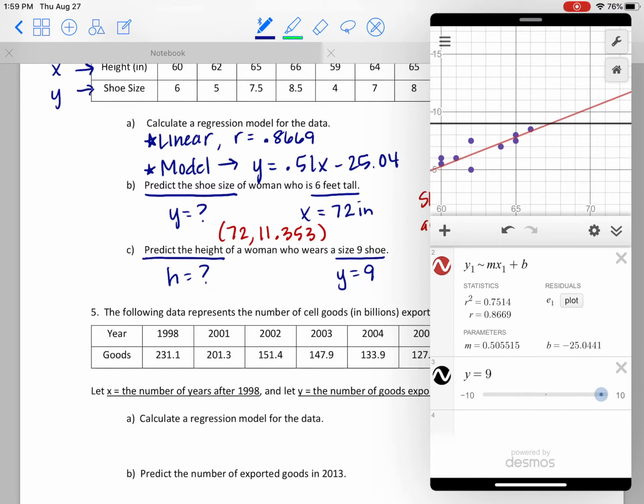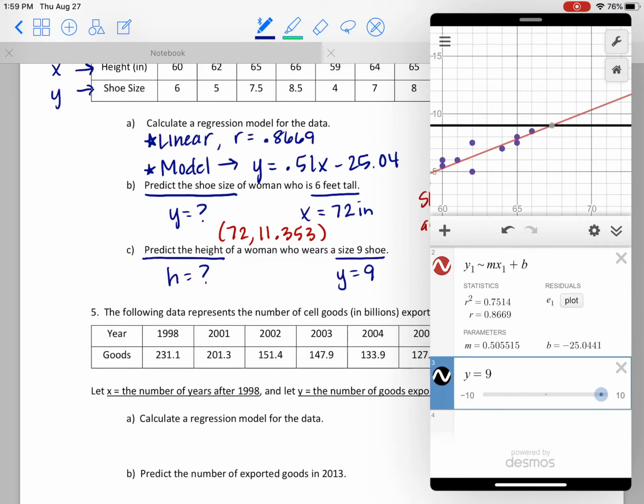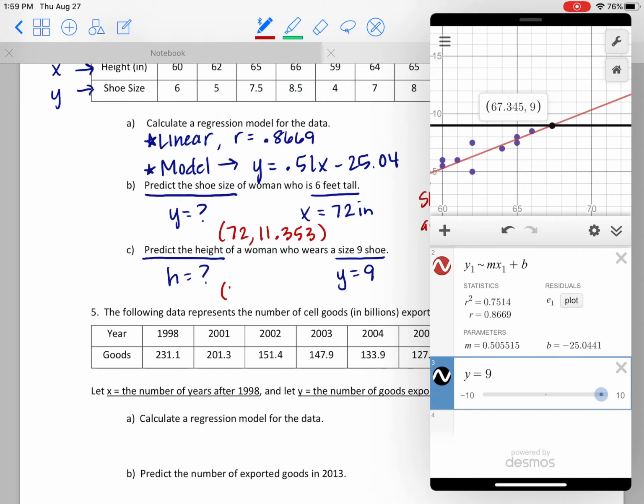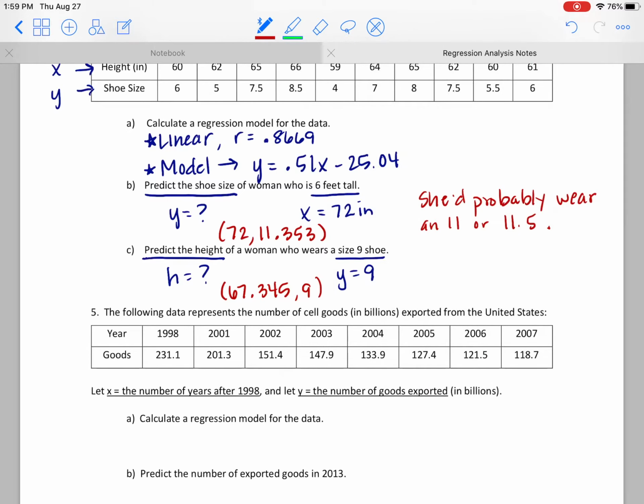And again, if I just tap on the intersection of that with my regression model, it gives me the coordinates there, 67.343, comma 9. That tells me that a shoe size of 9 is probably going to be someone that's about 67 inches tall. So she's likely about 67 inches tall. It's like 5'7". Okay, there it is. Not so horrible.